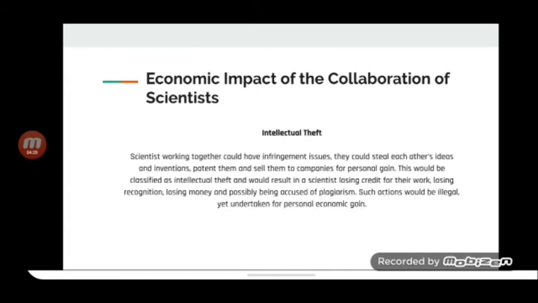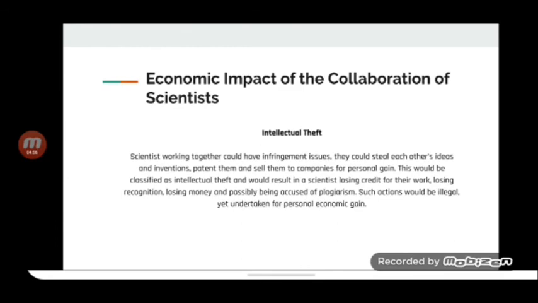Intellectual theft. Scientists working together could have infringement issues. They could steal each other's ideas and inventions, patent them, and sell them to companies for personal gain. This would be classified as intellectual theft and would result in a scientist losing credit for their work, losing recognition, losing money, and possibly being accused of plagiarism. Such actions would be illegal, yet undertaken for personal economic gain.